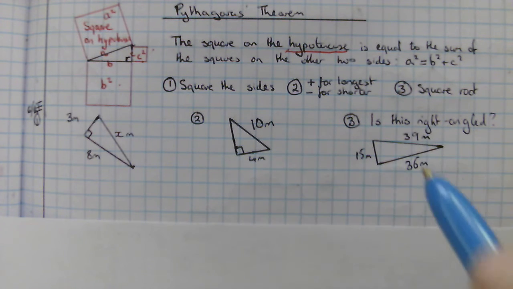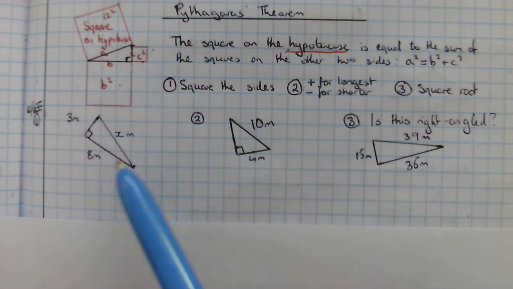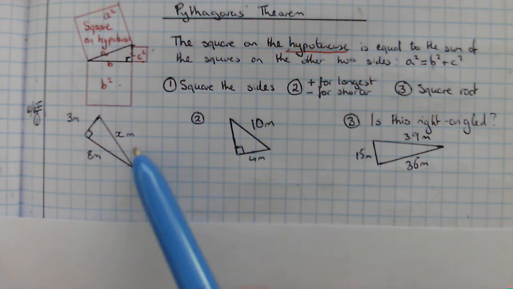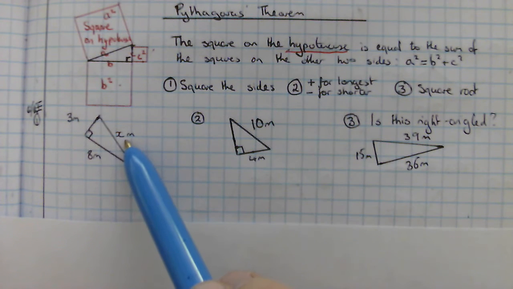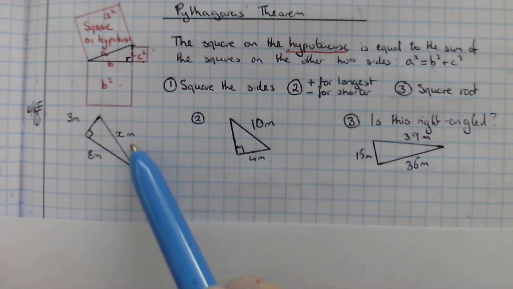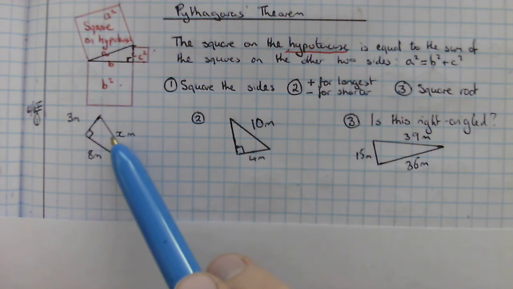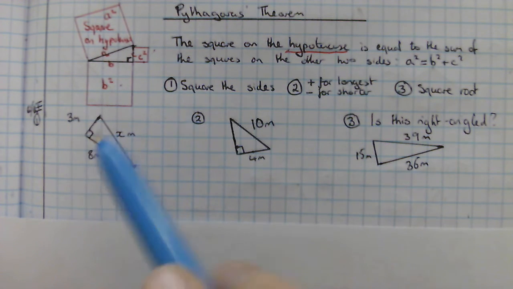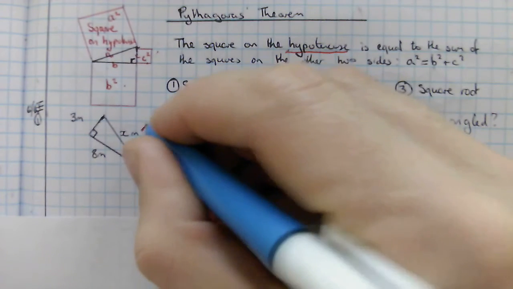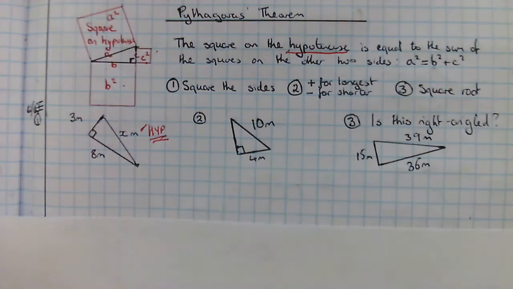So we're going to have a go at 3 examples. So let's look at this first one here. I've got 3, 8 and x. So the first thing I'm going to think about is, is this the longest side or is this one of the shorter sides? Well, I can spot that this is the hypotenuse. I can see that it's the longest side, partly just by judging it, but also because it's the other side of the triangle away from the right angle. So that's where I'm always going to find my hypotenuse. So I'm just going to put a little hype there just to remind myself that that's the hypotenuse.